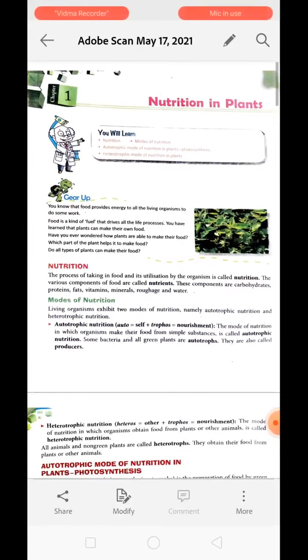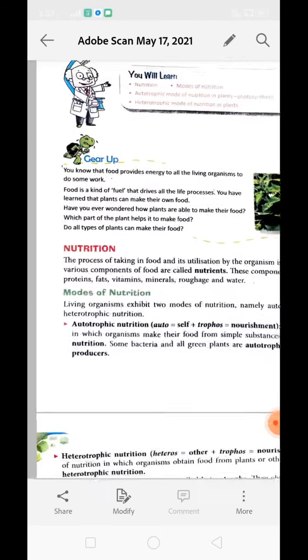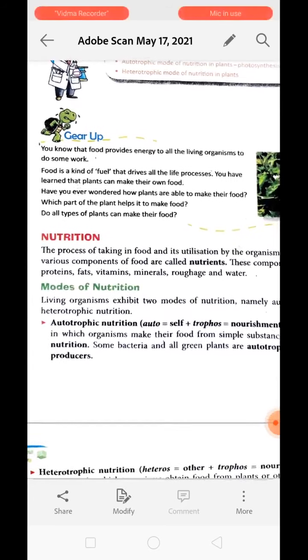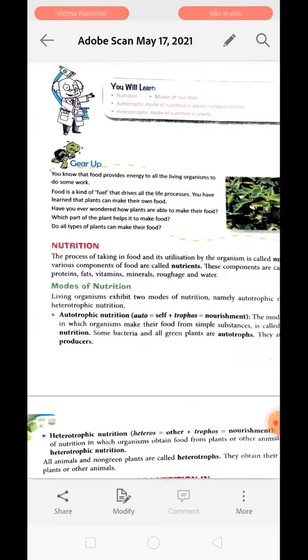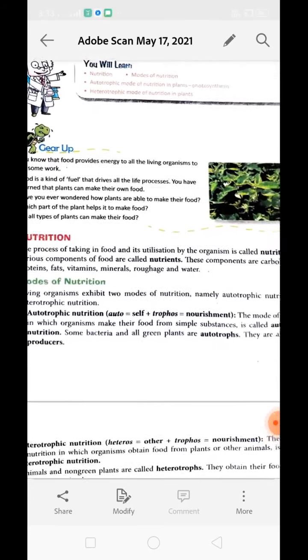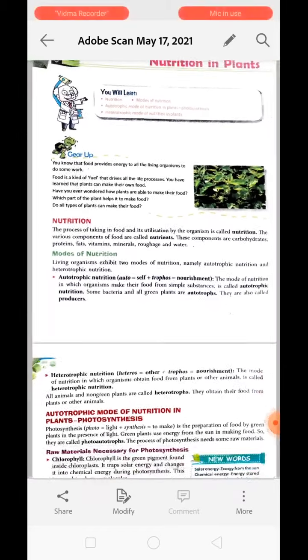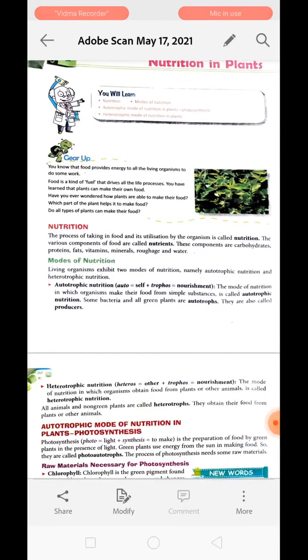The process of taking in food and its utilization by organism is called nutrition. The various components of food are called nutrient. These are the first two lines of the chapter.